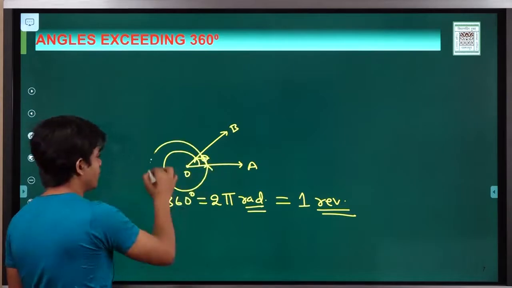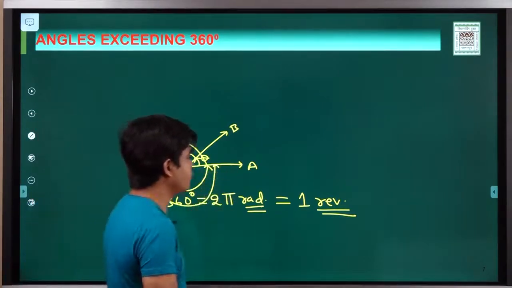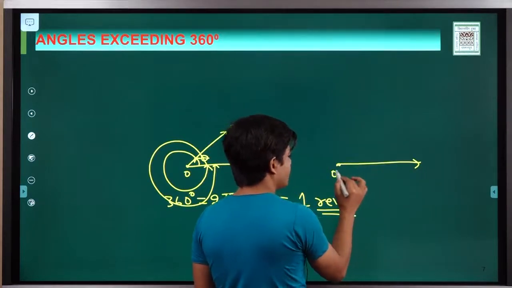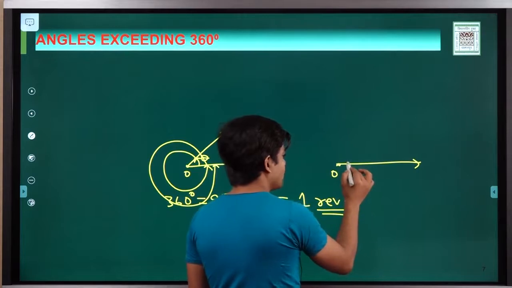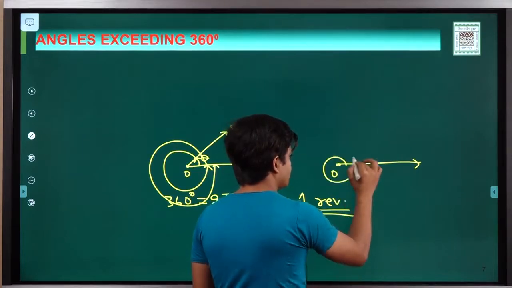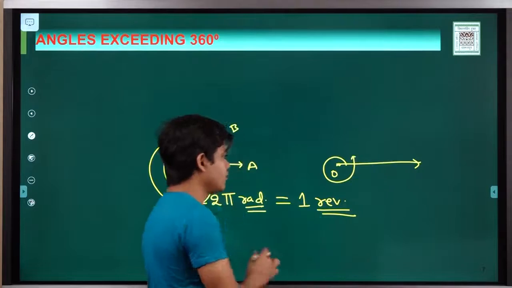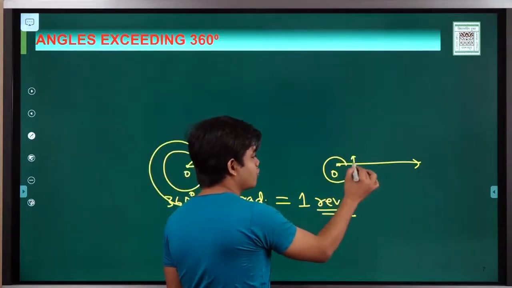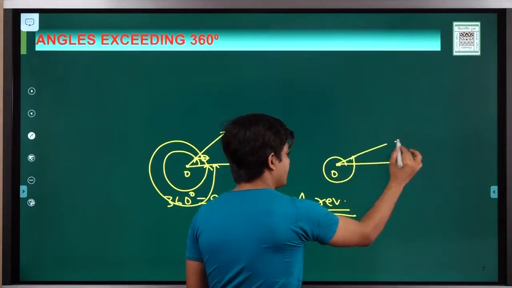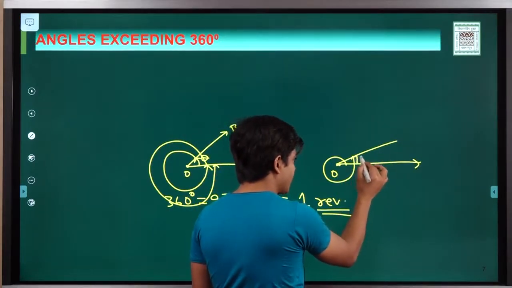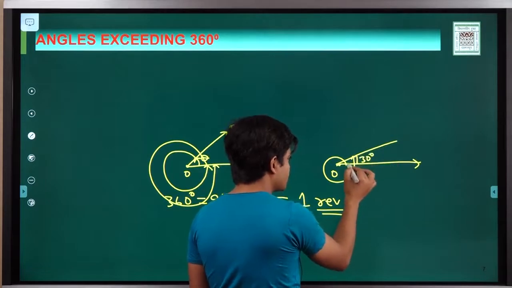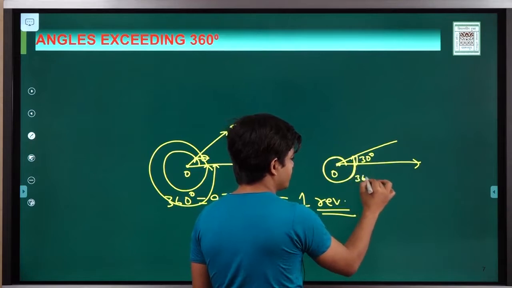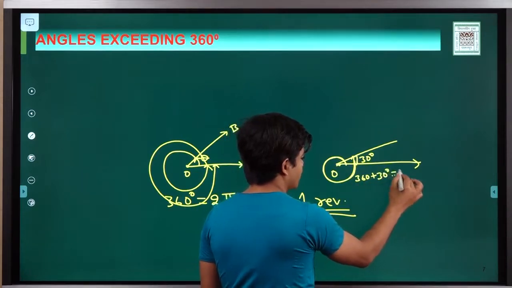If the rotation continues, then what will happen? For example, if I write the things like this over here, how much angle will be there? You can see that one rotation is complete over here, and thereafter if this acute angle is 30 degree, then what will this total angle be? Certainly you will say 360 plus 30 equals 390 degree.